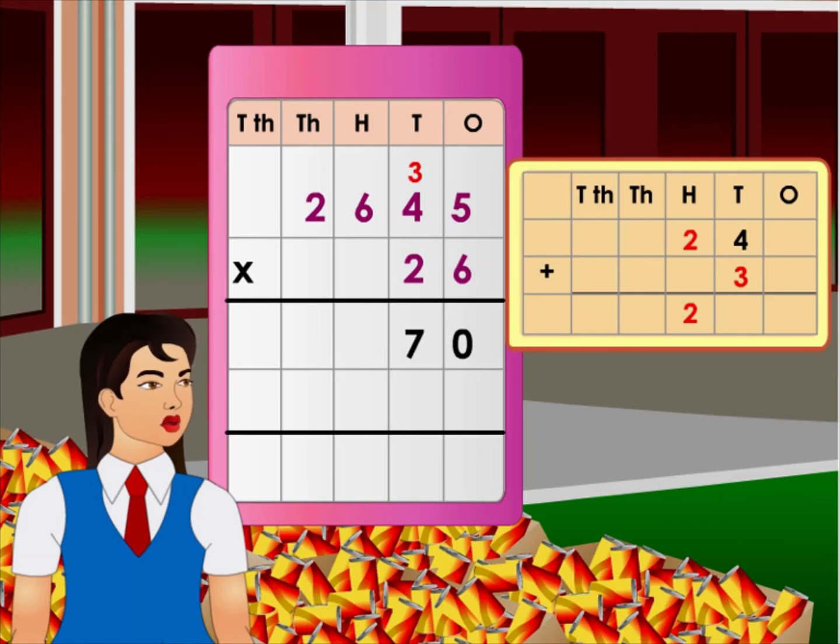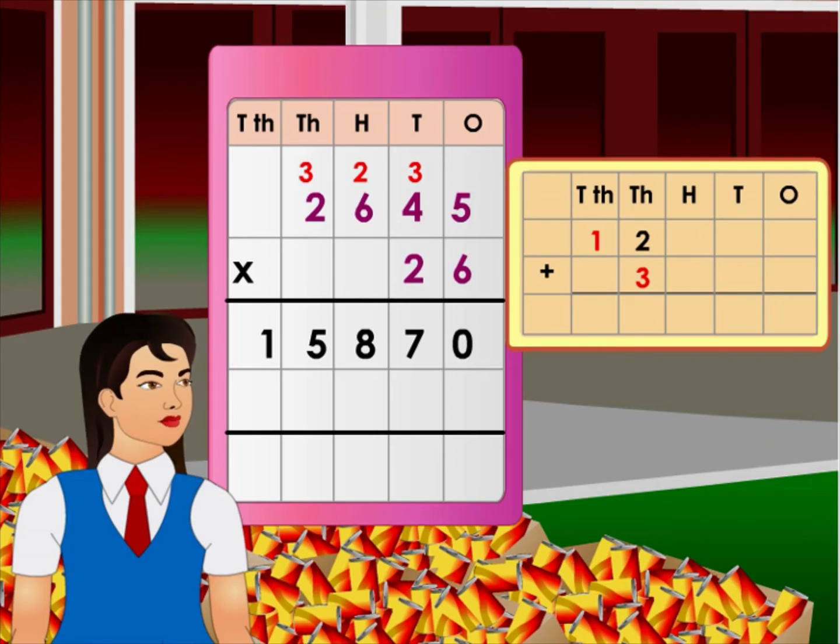I write 7 below the tens and trade 2 to the hundreds, and I multiply 6 hundreds and 6, which is 36 hundreds. I add 2 to 36 and get 38 hundreds. I write 8 below the hundreds and trade 3 to the thousands. I multiply 2,000 with 6 and get 12 thousands. I add 3 to the 12 and get 15,000. I write 5 below the 1,000 and 1 below the 10,000.